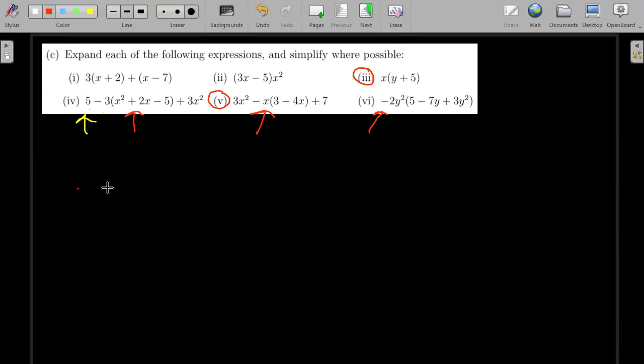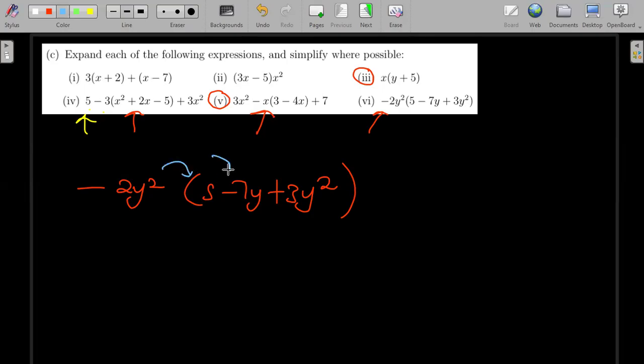So now on the last one, we have minus 2y squared (5 minus 7y plus 3y squared). So we want to expand here. We're going to use the same trick that we've been using. We're going to distribute this minus 2y squared to the 5, to the minus 7y and to the 3y squared. So what do we get?